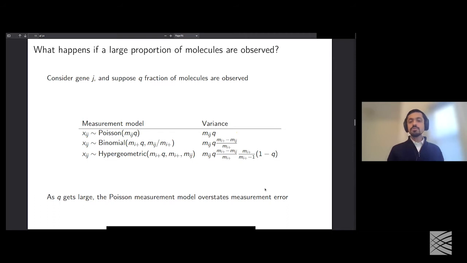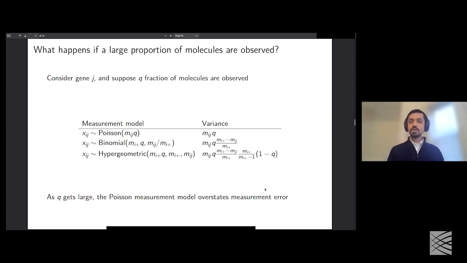And the consequence is that as the fraction of molecules that we observe, which is Q, becomes large, then the Poisson measurement model will overstate the variance in the data due to measurement error. And there's a complicated open question, which is, how large does Q have to get before this becomes a problem? One of the things that we speculated about in our paper is that as Q becomes larger, as our technology becomes more and more capable of observing more and more of the molecules present, this problem of overstating the variance of measurement error may end up overshadowing the previous problems of not accounting for some of the biases in the measurement process.